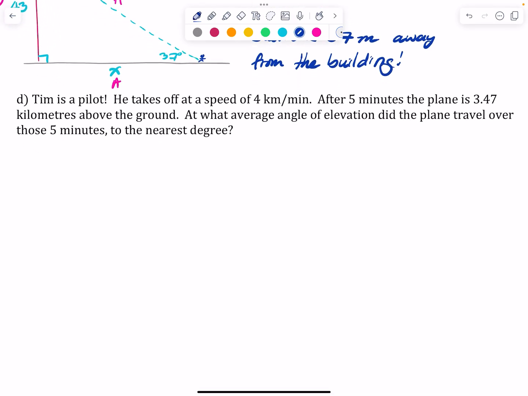Anyways, Tim's a pilot. Takes off at a speed of 4 kilometers per minute. After 5 minutes, the plane is 3.47 kilometers above the ground. What average angle of elevation did the plane travel over those 5 minutes to the nearest degree?